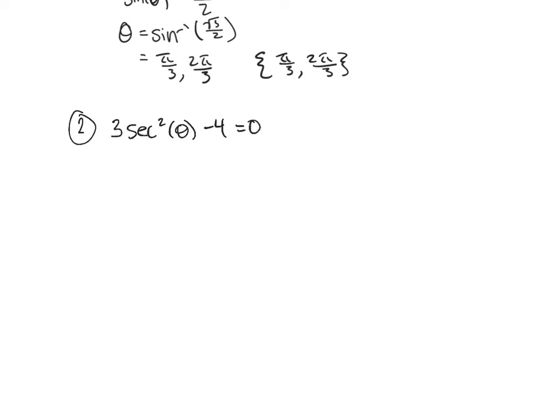So I actually think that we did one similar to this in one of our past Go Formatives, but instead of using sine, cosine, or tangent like we have been using, now we're dealing with secant. So from here, I'm going to add 4 to both sides. Get the 3 secant squared of theta is equal to 4. Divide both sides by 3.